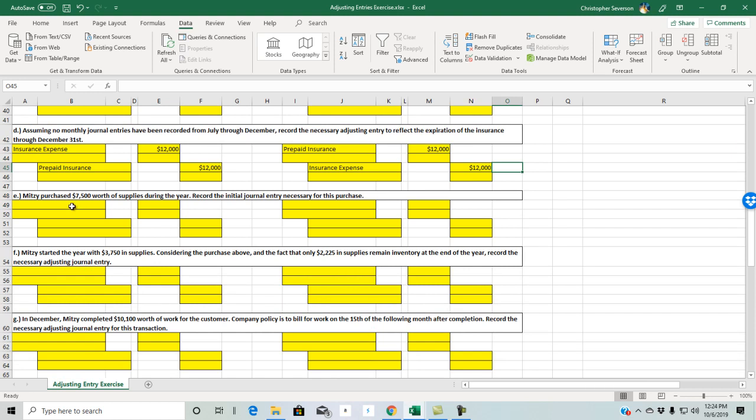E, Mitzi purchased $7,500 worth of supplies during the year. So again, this is a deferred. It's just like the insurance situation. So we have the standard method and the alternative method. So here we're going to record the purchase of supplies by debiting the asset, and it's $7,500. And of course, we're crediting cash.